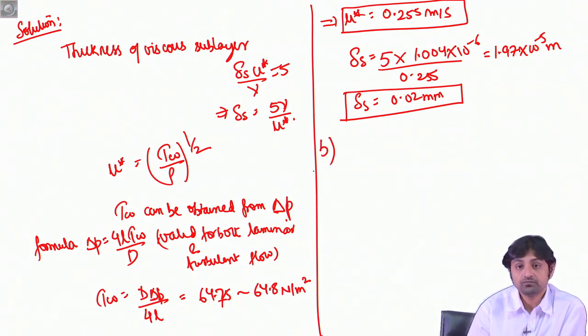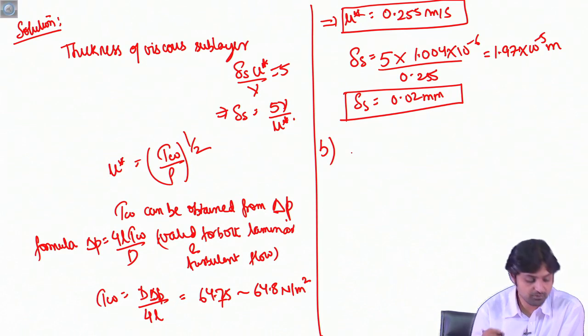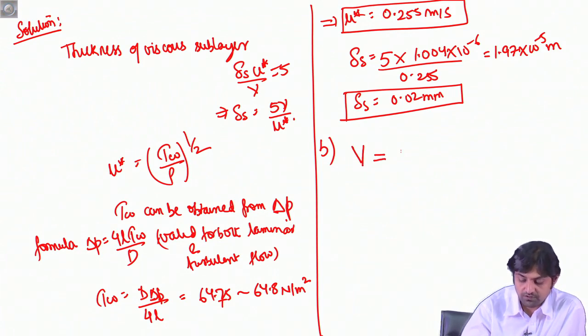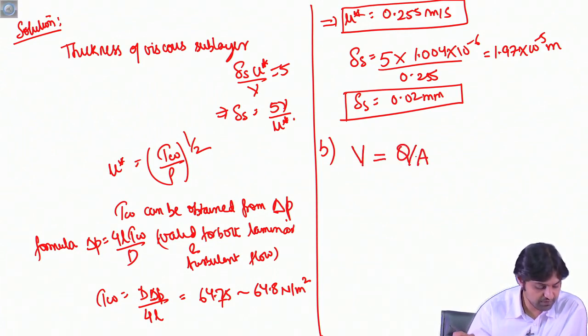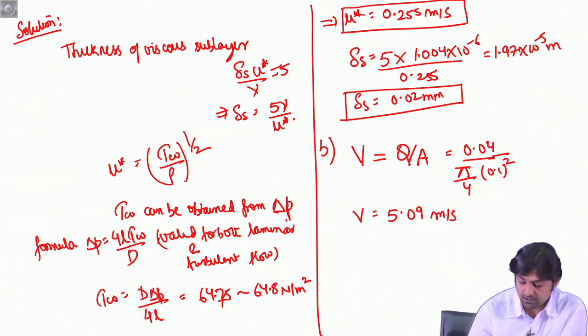Now second, we have to obtain the center line velocity. We know that the center line velocity can be obtained from the average velocity using that power law velocity profile. First of all, we find the average velocity as V equals Q by A. Q was 0.04, A is pi by 4 into 0.1 squared. So the velocity we are getting is 5.09 meters per second.